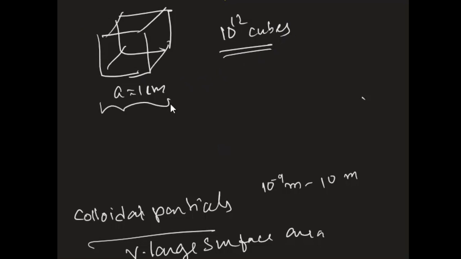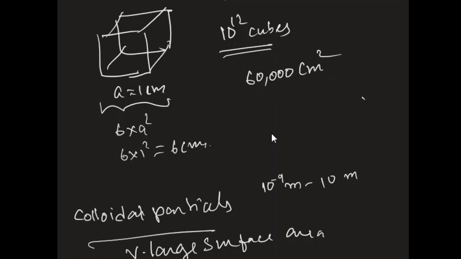What about the square centimeter? That is the total surface area of this cube: 6 into a squared. 6 into 1 squared, that is 6 square centimeter. Now I have divided into 10 power 12 cubes. Just imagine. This results in 60,000 square centimeter. If it is 60,000 square centimeter, that means 6 square meter, how large it is.